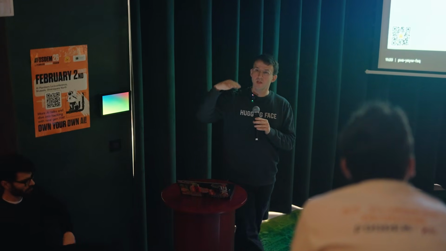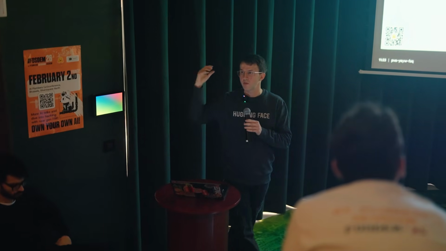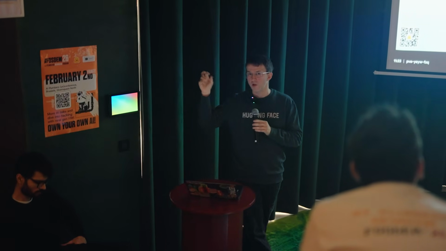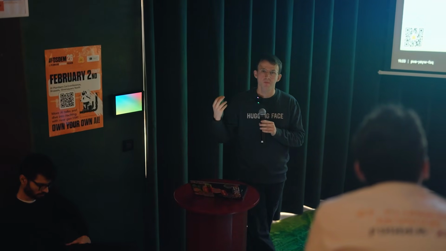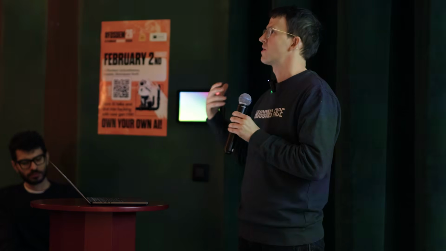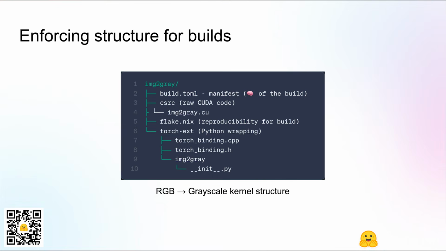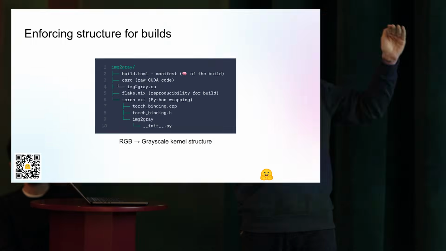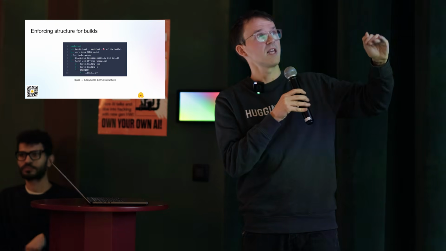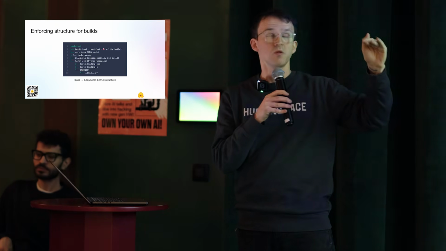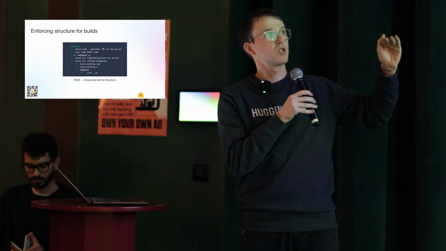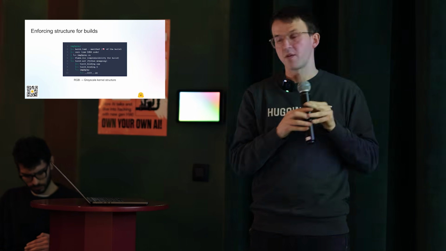And everything for this is configured in the build.toml. So you'll say something like, this is the backend CUDA, this is the version, and it looks a lot like a pyproject.toml, so it's very familiar to the end user as well as the developer. And this is that structure. As I said, you have this build.toml where you define everything, this C source where you put the raw CUDA code, this flake.nix where you create these reproducibilities for hardware, and then this torch-ext where you put this Python wrapping.